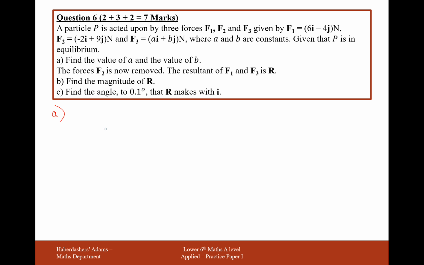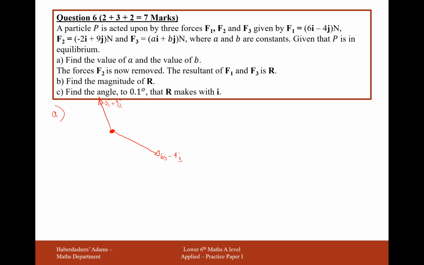Okay, so let's draw a diagram for this. Imagine you have a particle with three strings attached to it, and each string is pulling it in a different direction with a different force. The first string is pulling it 6i, so that's 6 to the right, and minus 4j, so that's 4 down. So that's the first vector. Then minus 2i, so that's 2 to the left, and 9j upwards, so that's going to be up here. Minus 2i plus 9j.